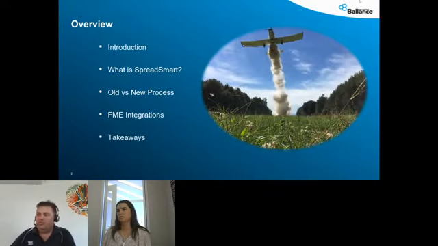So what we're going to go over is a brief intro of who Ballance and SuperAir are. We will go over what SpreadSmart is. We will go through our old process to create SpreadSmart maps and how we process the data. Ruby will also go through the new process where we utilize FME, and then we will talk about integrations and any takeaways that we've got in the project using FME, and also our takeaways of FME in general.